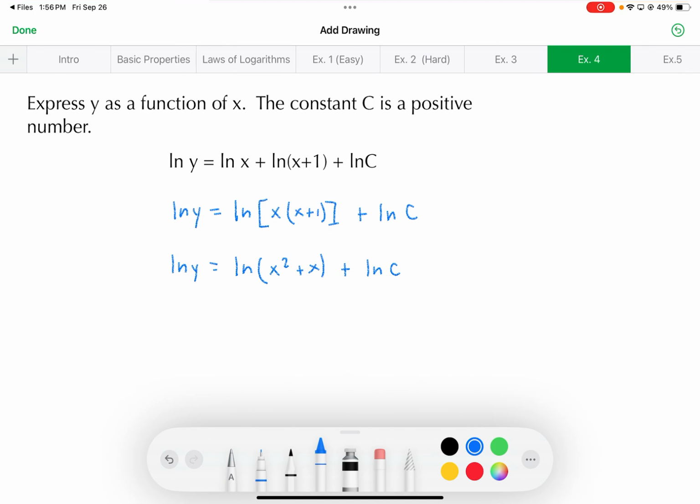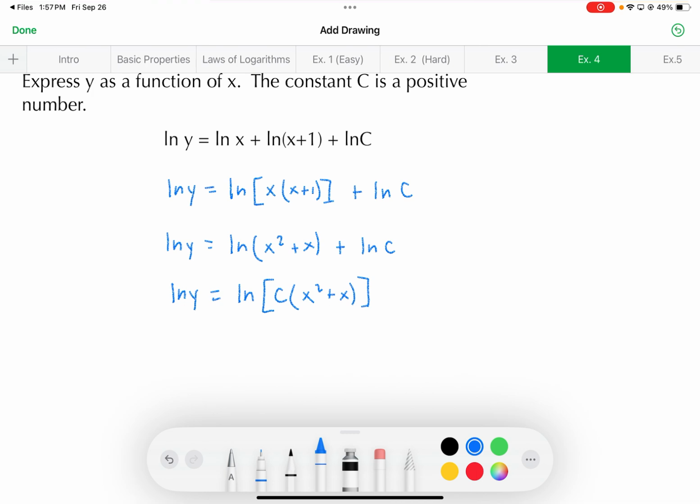And then those 2 logs can be condensed again using another product property. And I'll make this the natural log of c times x squared plus x. And now that I have a single logarithm equal to a single logarithm where they're both the same base, in this case a base of e, I can just set the arguments equal to each other. y would equal, how about we distribute here, c times x squared plus cx.